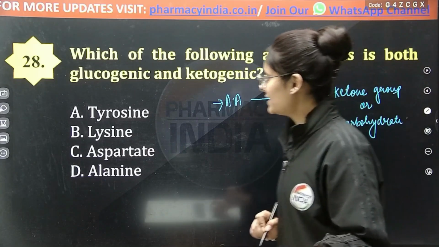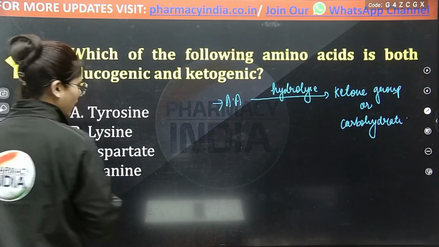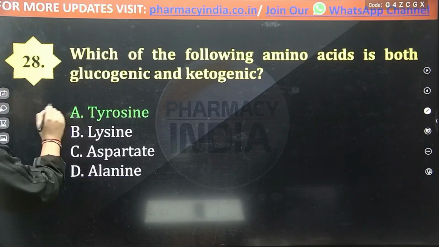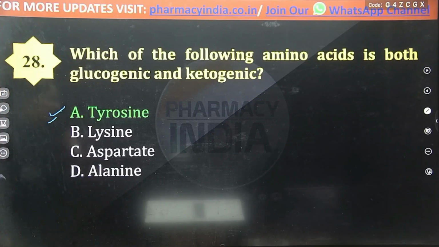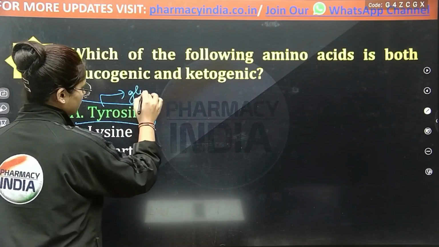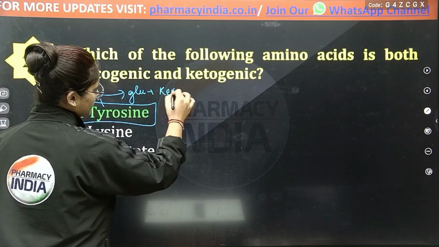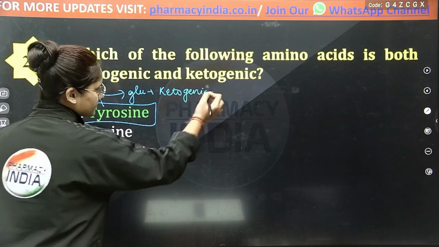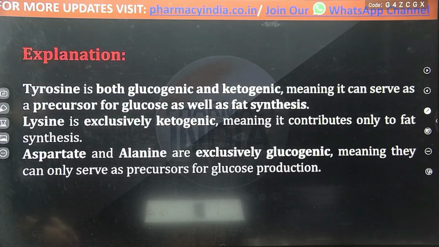Your options are tyrosine, lysine, aspartic acid or alanine. Basically, the correct option is tyrosine, which is considered as both glucogenic and also ketogenic. Clear? Lysine is exclusively ketogenic, not glucogenic. Aspartate and alanine are exclusively glucogenic, meaning they can serve as a precursor for glucose production, that is a carbohydrate.